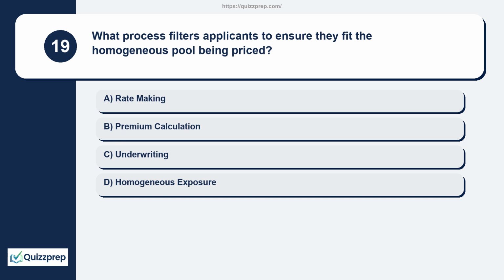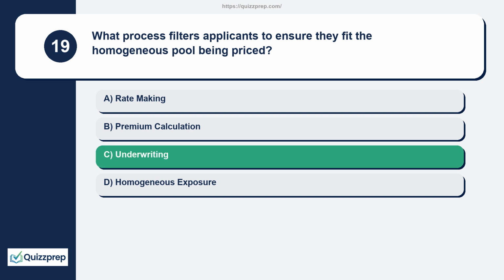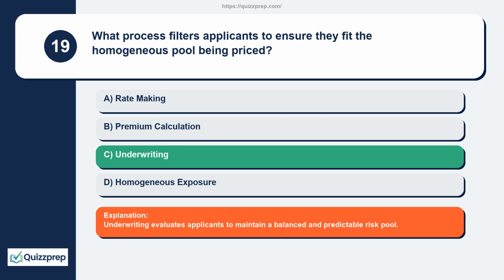Question 19. What process filters applicants to ensure they fit the homogeneous pool being priced? Rate making, premium calculation, underwriting, homogeneous exposure. Underwriting evaluates applicants to maintain a balanced and predictable risk pool.